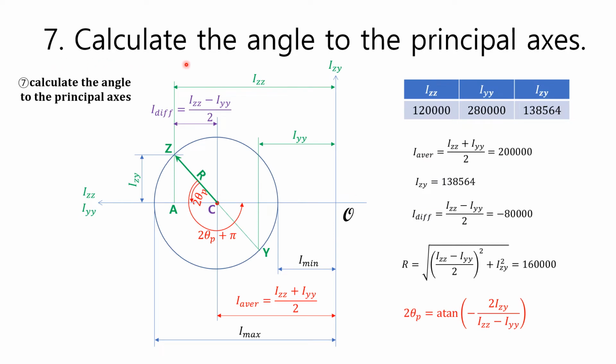As the seventh step, calculate the angle to the principal axis. We calculate the first angle from the current horizontal axis to the principal axis on the Mohr circle using the equation for calculating the position of the principal axis described in the previous video, E0045. Note that the rotation of coordinate axis in the real section is doubled in the Mohr circle. And also remember that the second angle to the principal axis is 2 theta p plus pi. I explained that in the previous video, E0044.